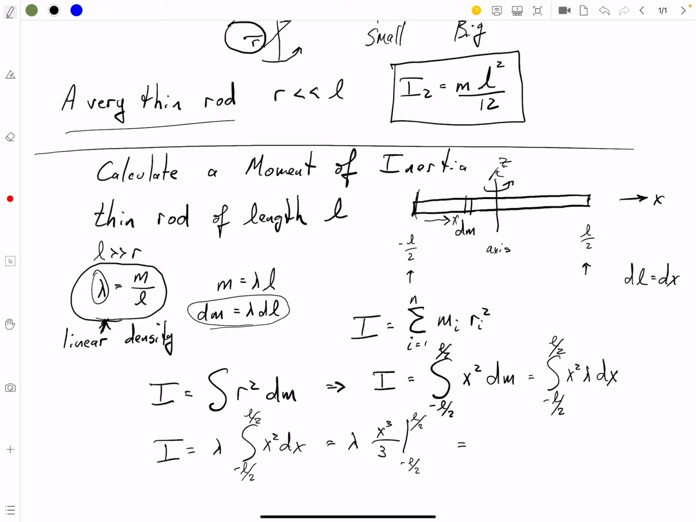What do you know? Let's take that 3 out front. And then we can do L cubed over 8, right? Minus L cubed over 8.